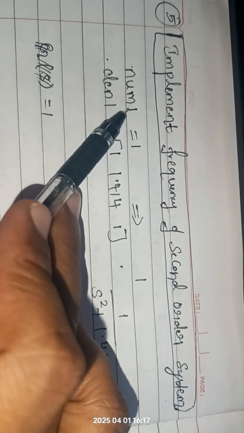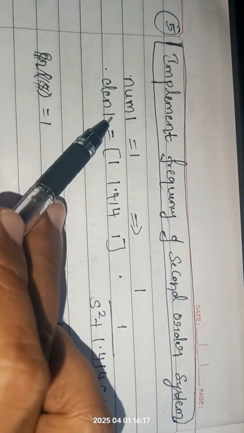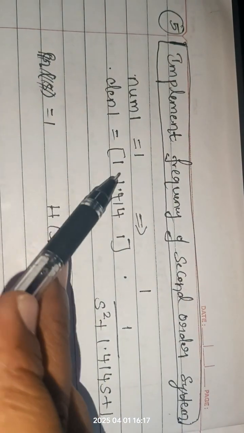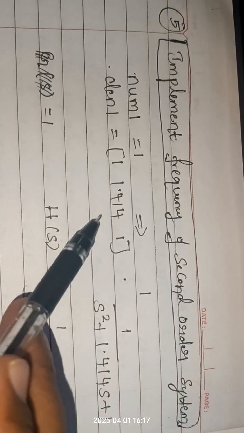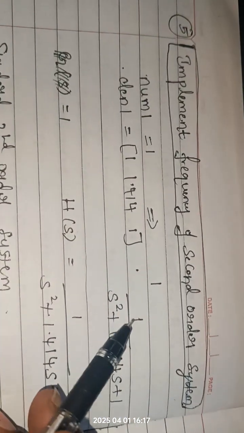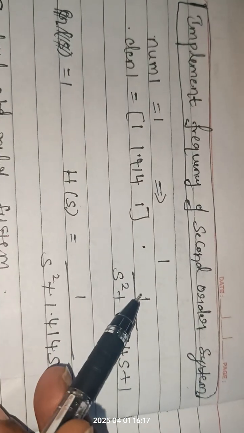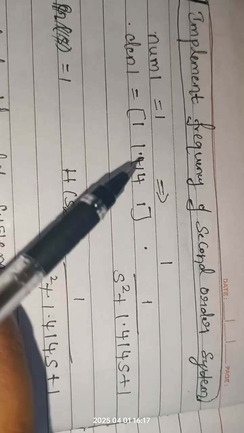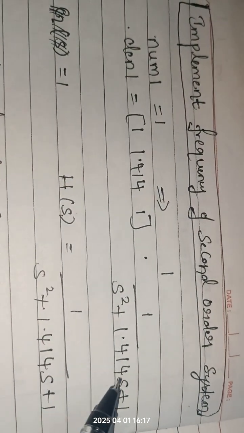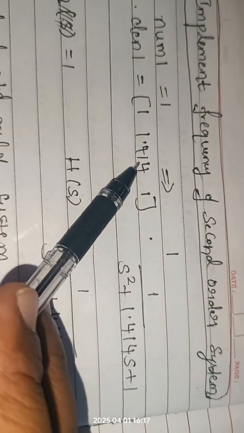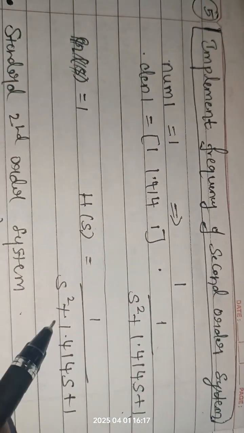So if I write num equals 1, the numerator value is 1, and denominator equals 1, 1.414, 1. These are the coefficient values. Here 1 is the numerator, corresponding to num, and the denominator is: the coefficient of s square is 1, the coefficient of s is 1.414, and the constant is 1. So this is the H of s function.